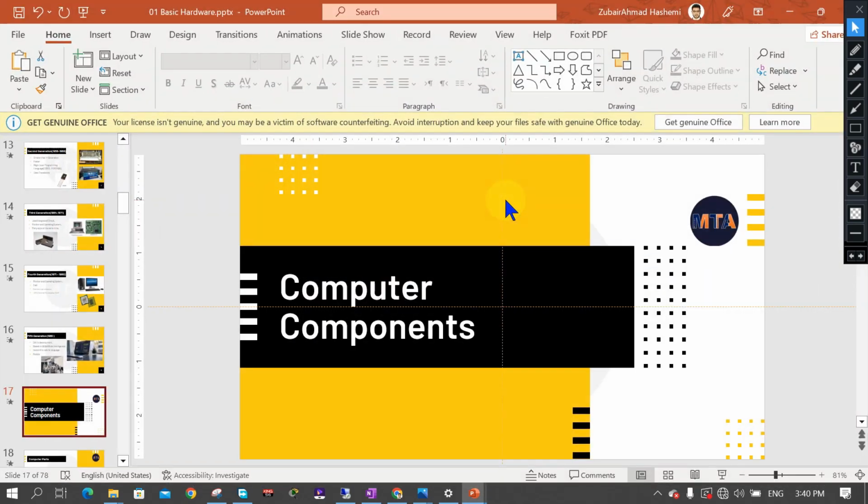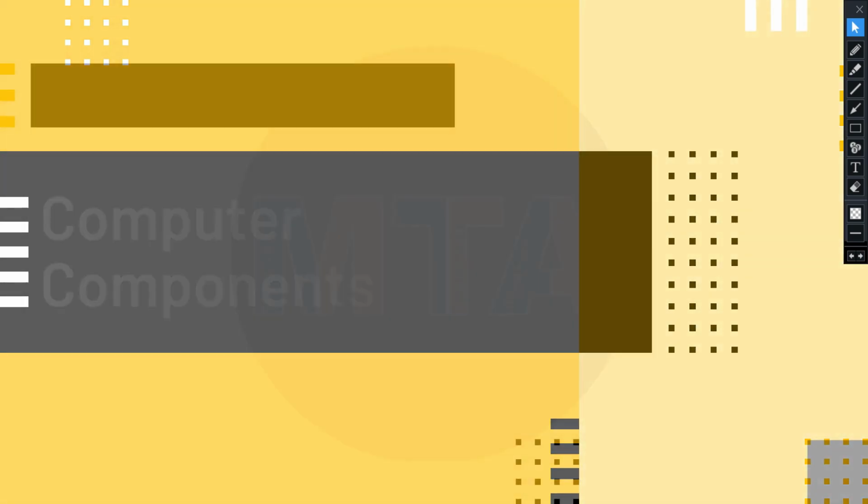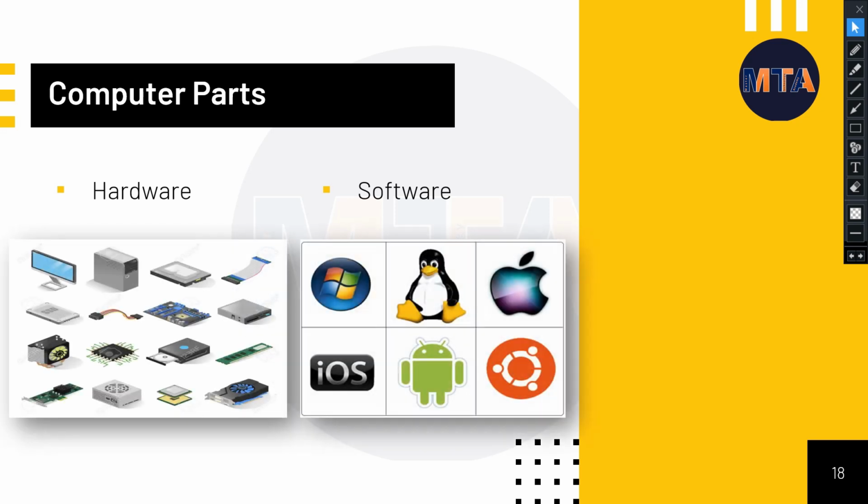Let's start. Today we are going to talk about computer components. The first thing we are going to talk about is what computer parts are, and after that we are going to divide them. Computers are made from two main parts: hardware and software. What is hardware? This detachable part of the computer is called hardware, and meanwhile we have software, the intangible part of the computer.